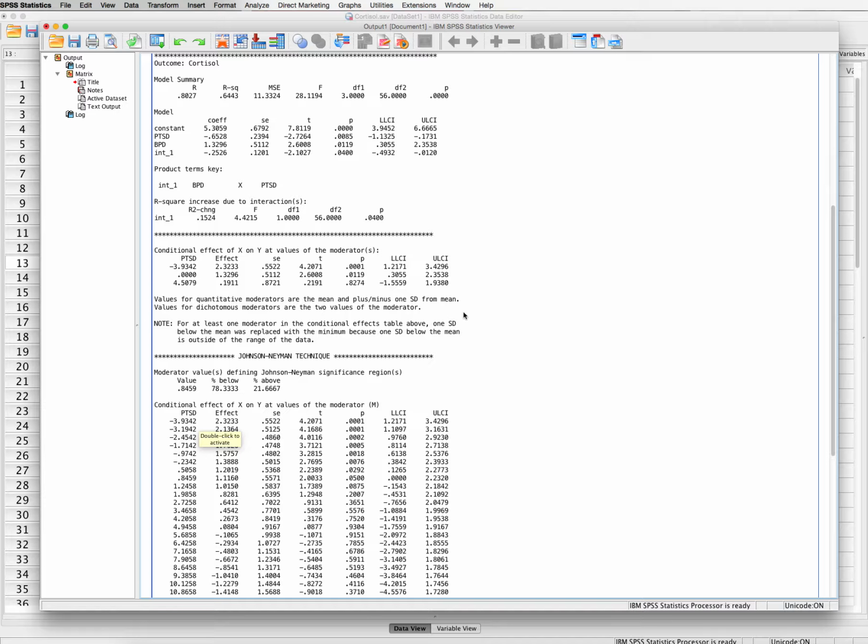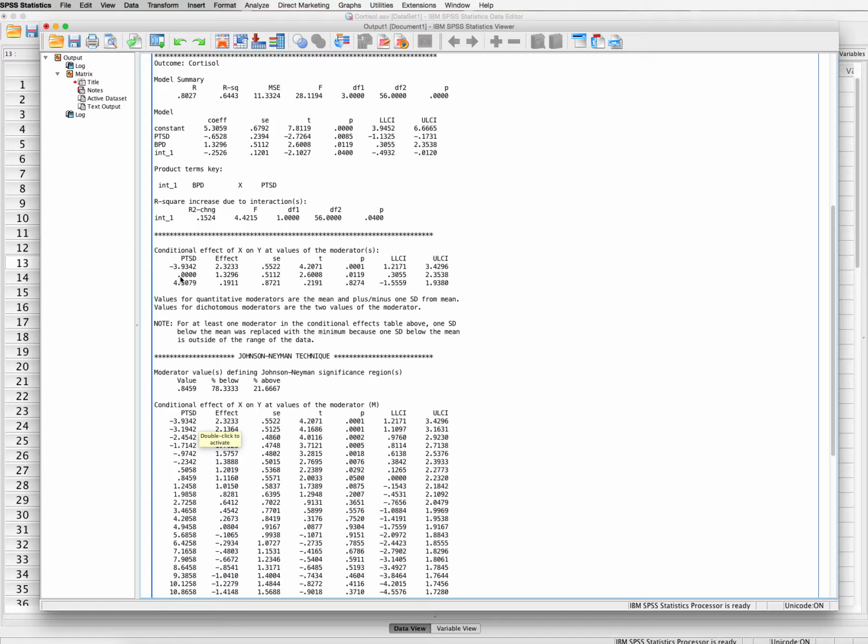Below this, you would read this information, obviously, when the interaction comes out to be significant. Other than that, you are not interested in this information. But this shows you the simple slope analysis. For PTSD with a score of negative 3.9342, or low PTSD symptomology, the effect comes out to be significant.